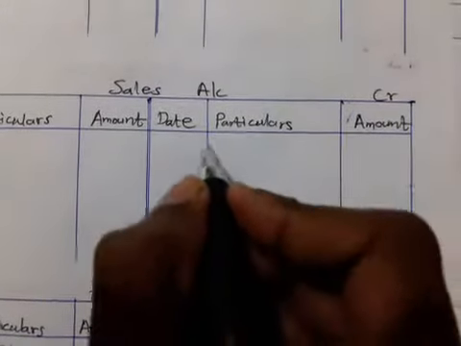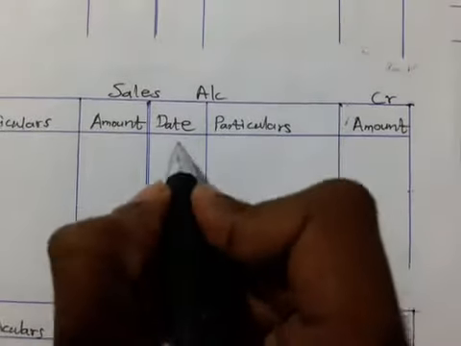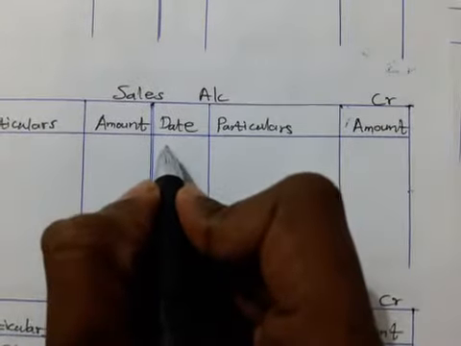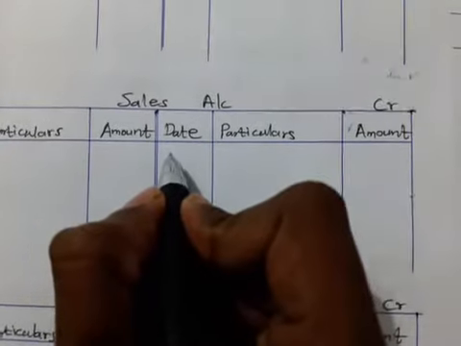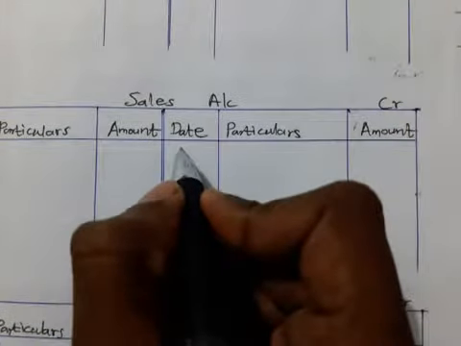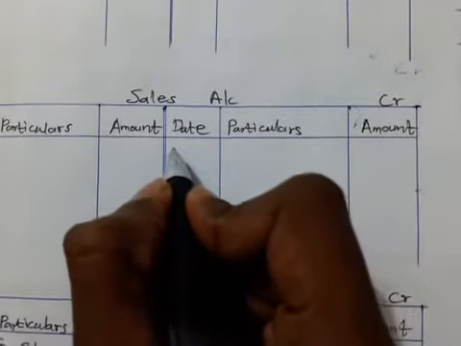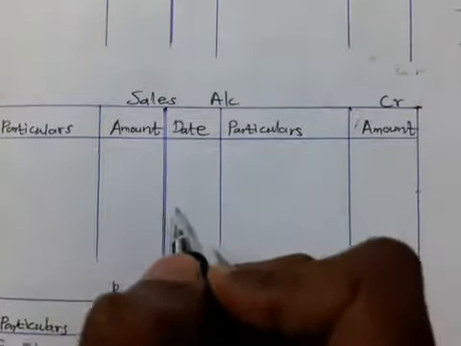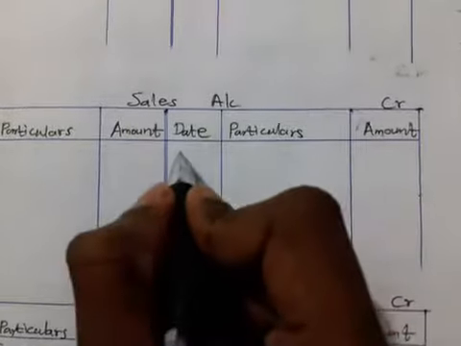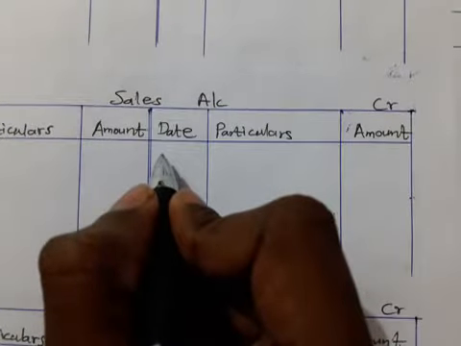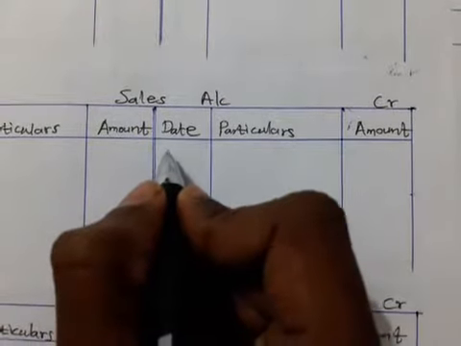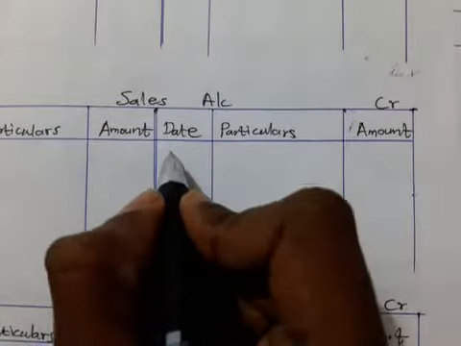When we sell the goods, at that time sales increase, so we are receiving income accounts of types. Whenever it increases, we have to record in the credit side of that particular account. Whenever it decreases, we have to record in the debit side of that particular account. So in this case, whenever a sale happens, it increases the income, so we have to record in the credit side.